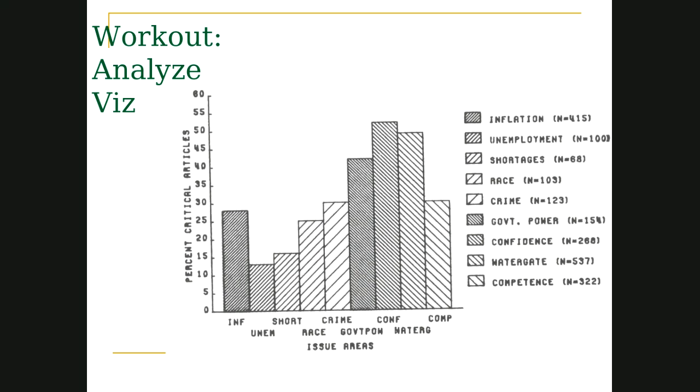Next one, it shows something about a newspaper, how many articles they had covering. So you can see percent of critical articles on INF, which stands for inflation. There were 415 articles about inflation, and you can see about 30% were critical, and so forth. So you kind of see it here. It's a bar chart.